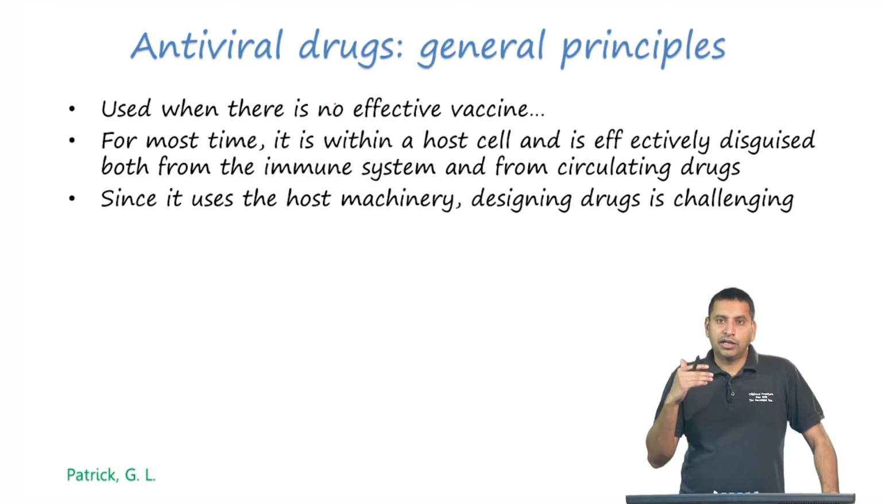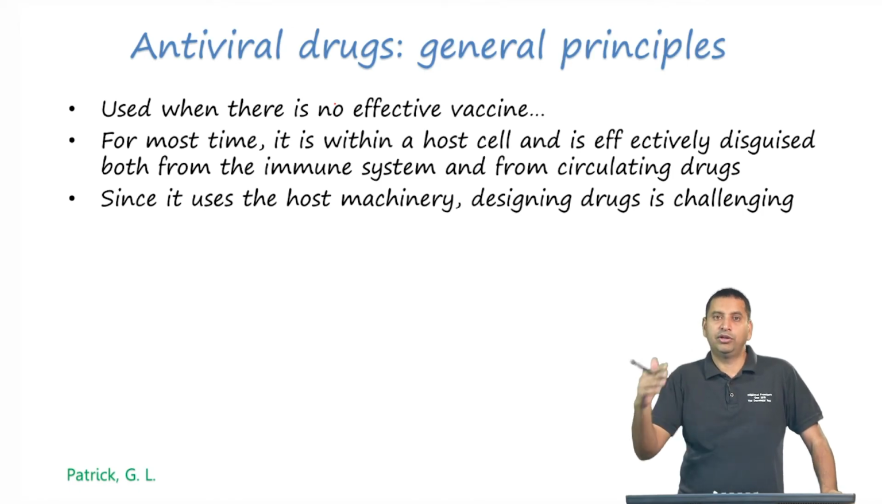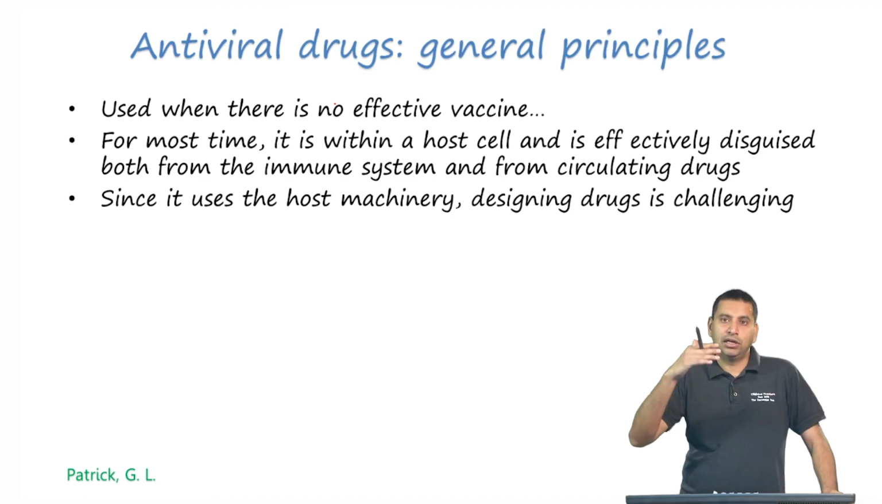There are a few diseases where there is no effective vaccine, and therefore, we need to use a drug. For the most part, the virus is effectively disguised from the immune system and from circulating drugs. Since it uses the host machinery, designing new drugs is actually quite challenging, because we do not want to kill the host as well as the virus, but we want to only kill the virus.